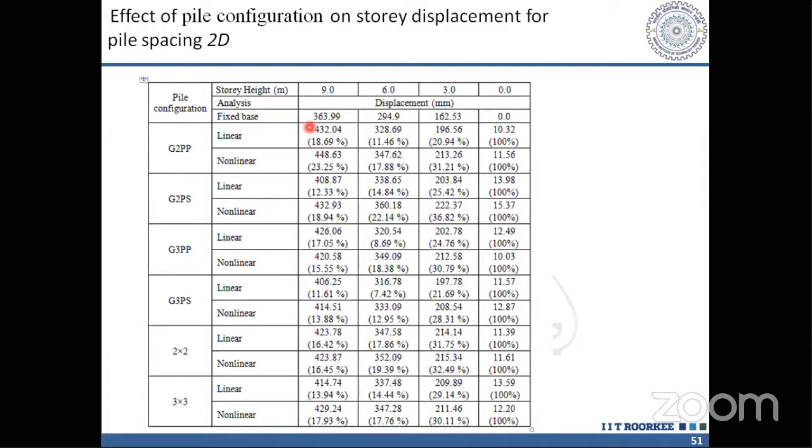So we can see that with the story height, the effect of SSI is increasing. So if we are going for three story or four story, the effect of SSI will be more. So for high-rise buildings, the effect of SSI is a must, because it cannot be neglected. Maybe for small structures it can be neglected, but for high-rise buildings, it is quite considerable.